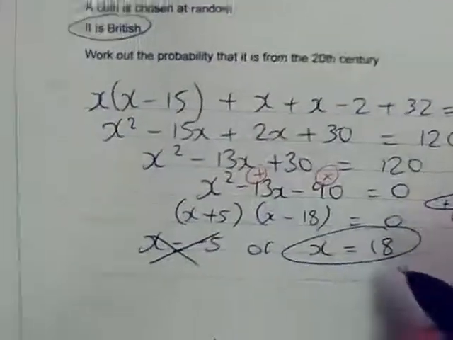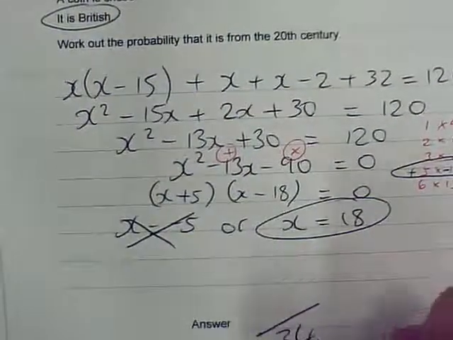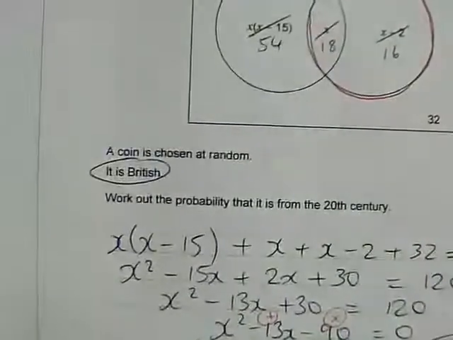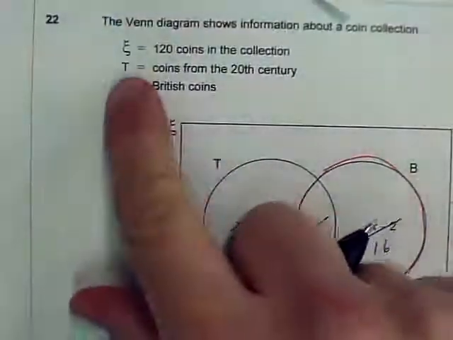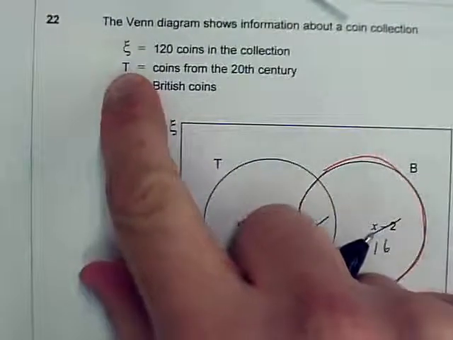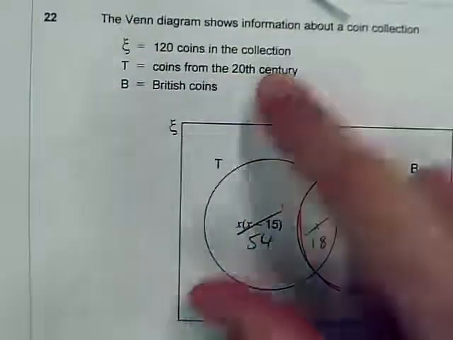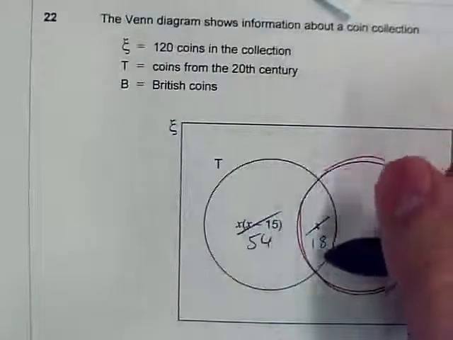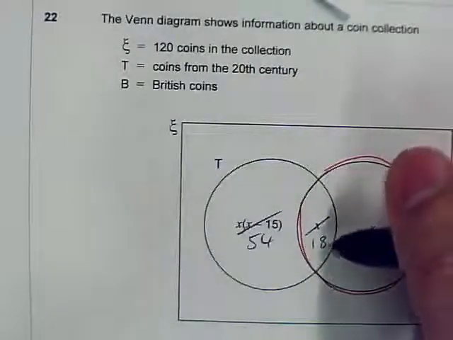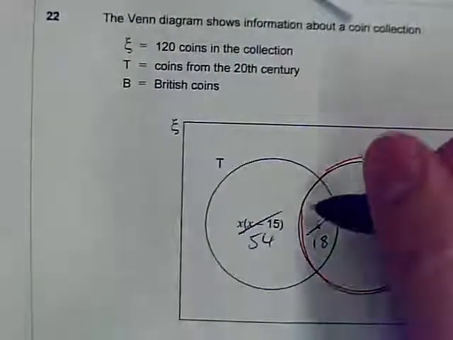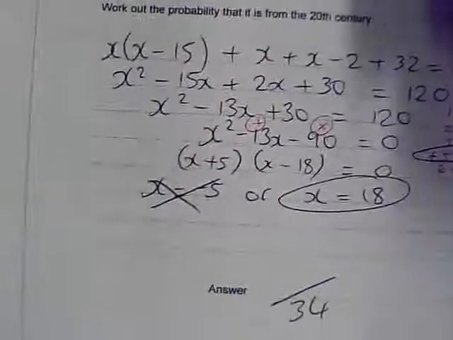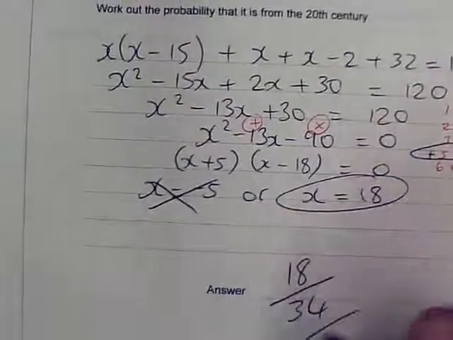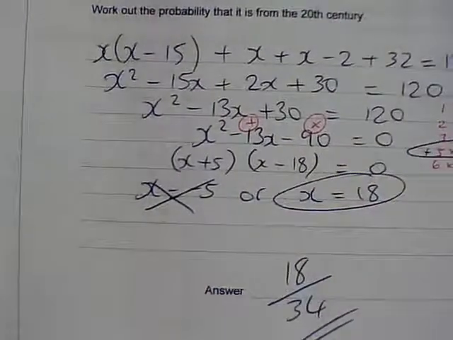So actually, before I go any further, I'm going to write out of 34 so I don't make any mistakes, and it says work out the probability that it's from the 20th century. So remember, that's the T part here, so T is the coins from the 20th century. The T is this region. The only value that is within both of these, so is British and is part of T, is this 18. So I know it's going to be 18 out of 34. We just check with the mark scheme as to what they wanted to see.